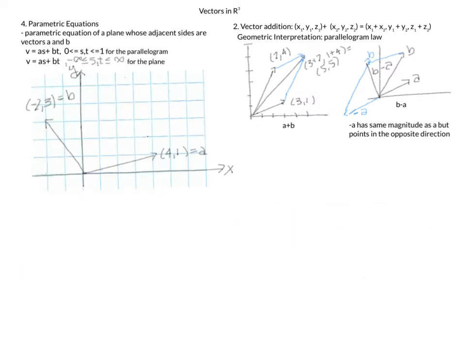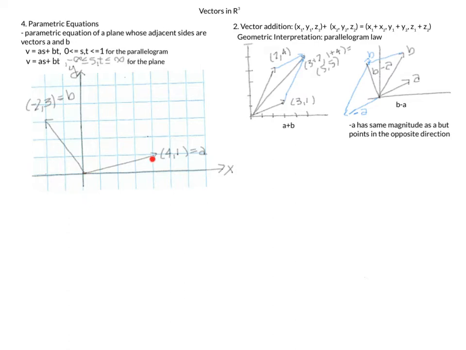The first parametric equation we are going to do is parametric equations of a plane whose adjacent sides are the vectors A and B. And I have drawn this in R2 because it's much easier to see and work in R2 than R3. But essentially you are going to be using this in R3.